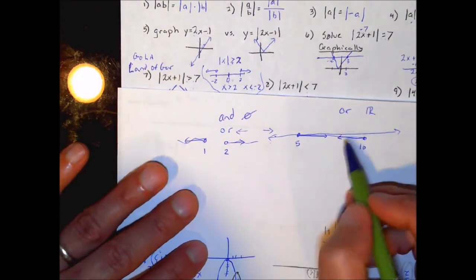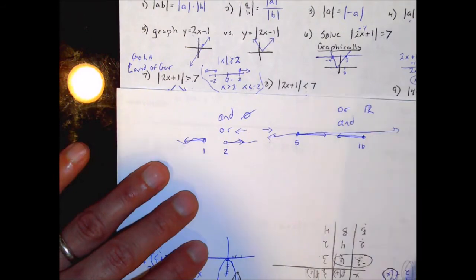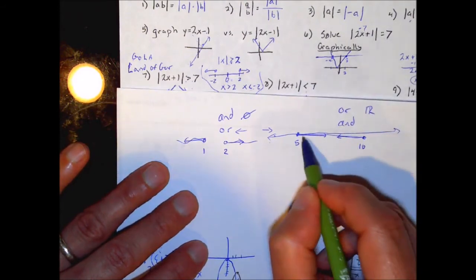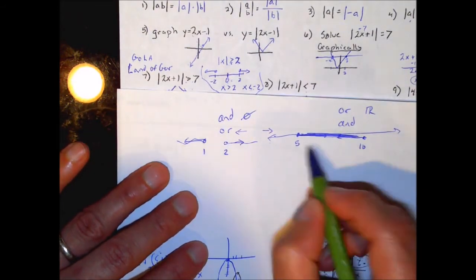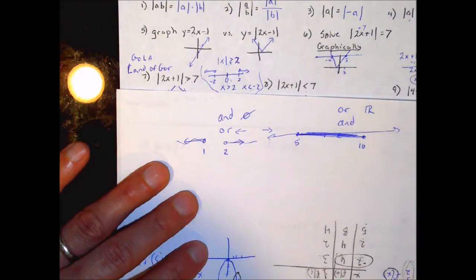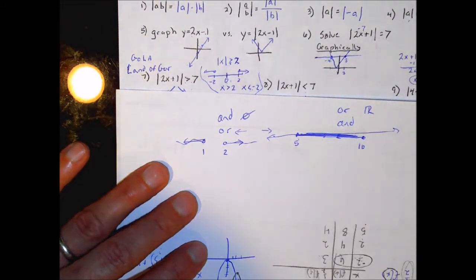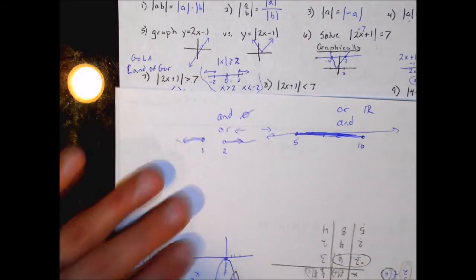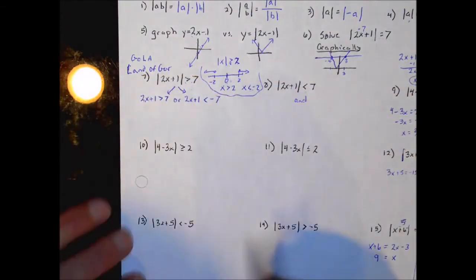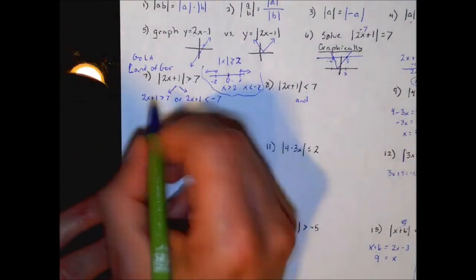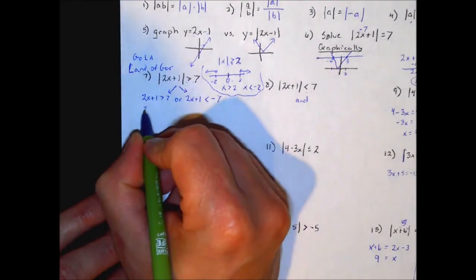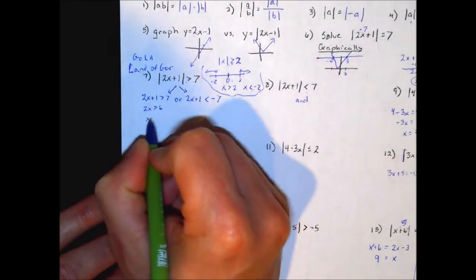As an and statement, both have to be true. So what numbers fit both of those? All the numbers between 5 and 10. That's the difference between the and and the or. So how we interpret our answer at the end will be the thing. Okay, so getting back to this problem. To solve it, I'm going to subtract the 1 over and divide by 2.